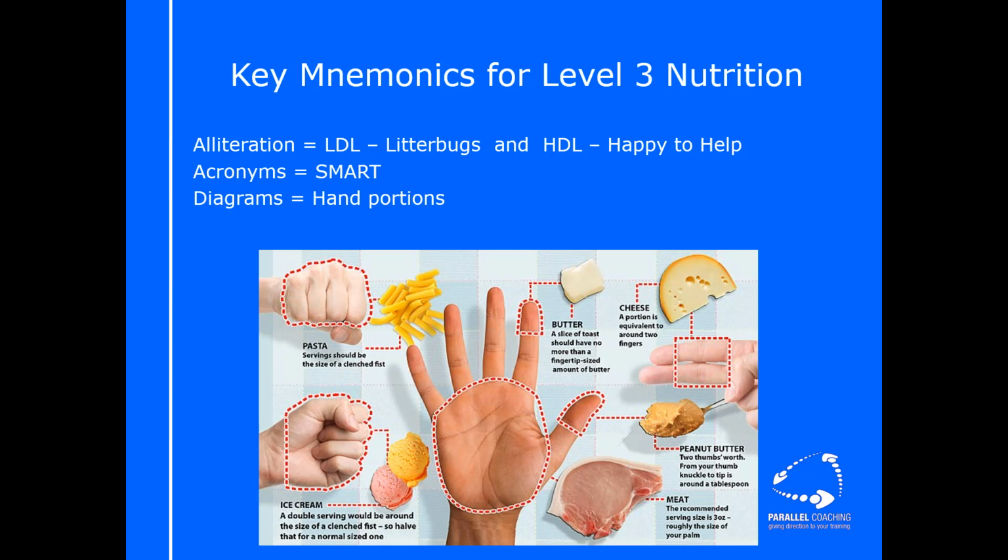So in this example that you can see on screen here, the palm of the hand would be the meat, a fist of pasta, a fist of ice cream. A fist of ice cream would be lovely. Butter would be just a fingertip. Cheese would be two fingers' worth, and then peanut butter would be a thumb. So you have these clear portion guides that you can give to your clients so they can learn in the same way.